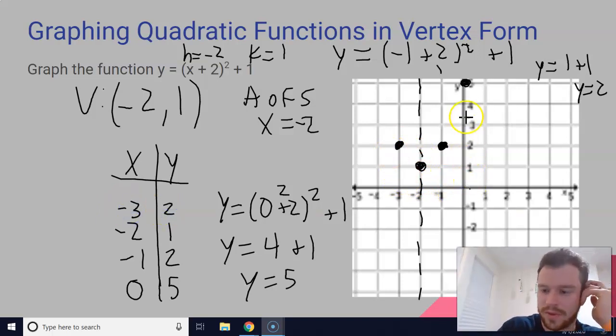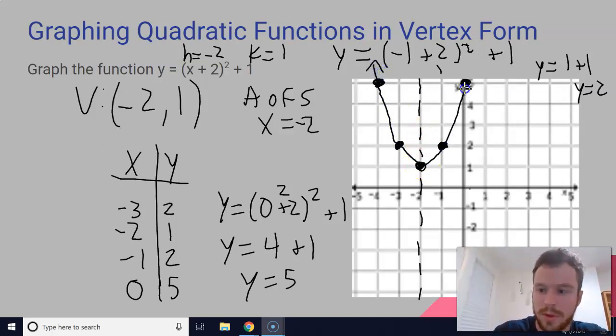And then we have (0, 5). Well, that's 2 units away from the axis of symmetry. So I'm going to go 2 units to the other side: (-4, 5). So now I have 5 points, just like I wanted earlier. So now I'm just going to draw a parabola through those points. And there we go. There's our graph of y equals (x plus 2) squared plus 1.